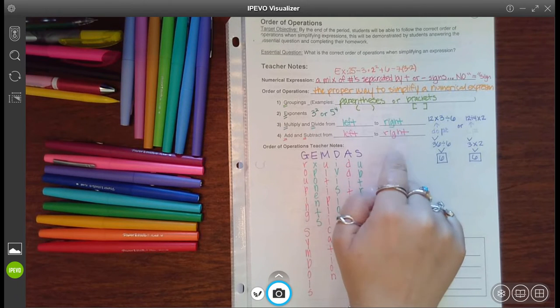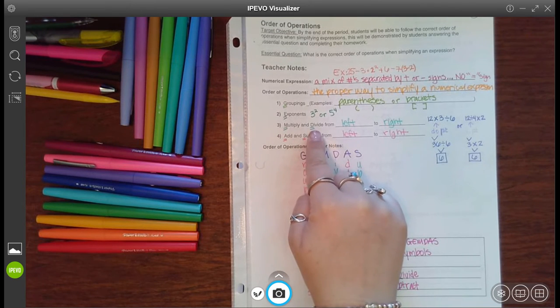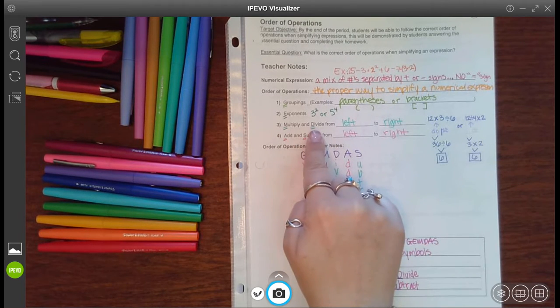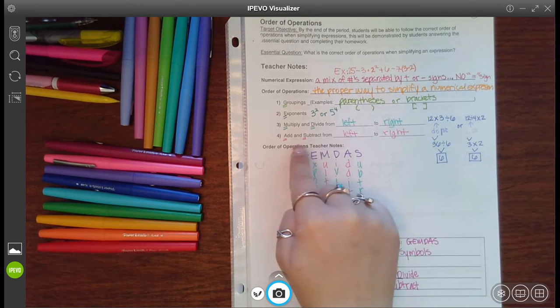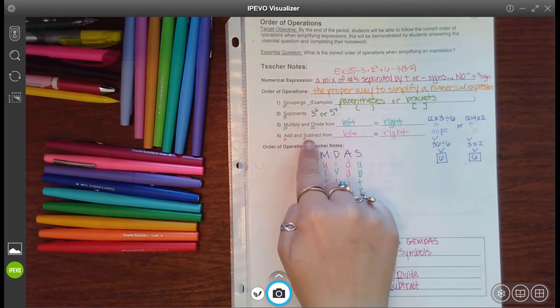because multiplication doesn't necessarily always come before division. I'm going to say that again, okay? Just because M comes before D doesn't mean you always multiply before you divide. Same thing with addition and subtraction. Just because A comes before S, you don't necessarily always add before you subtract. Okay, that's why the M and D are grouped together and the A and S are grouped together, because you multiply and divide before you add and subtract.